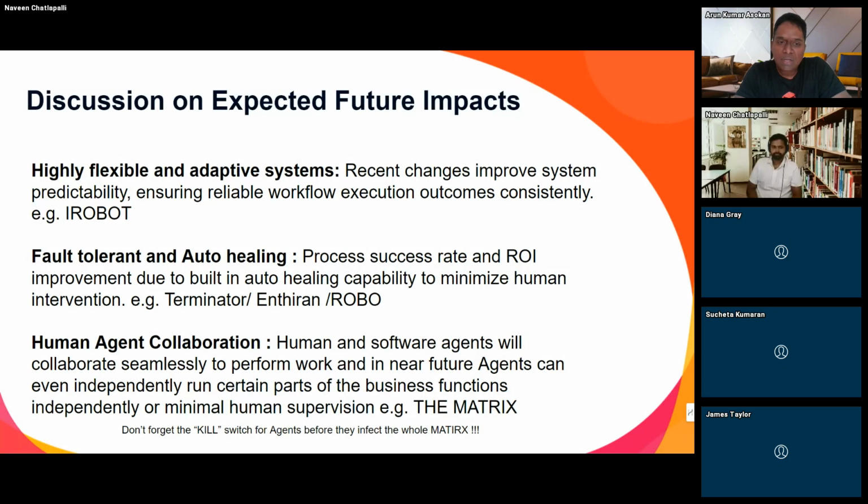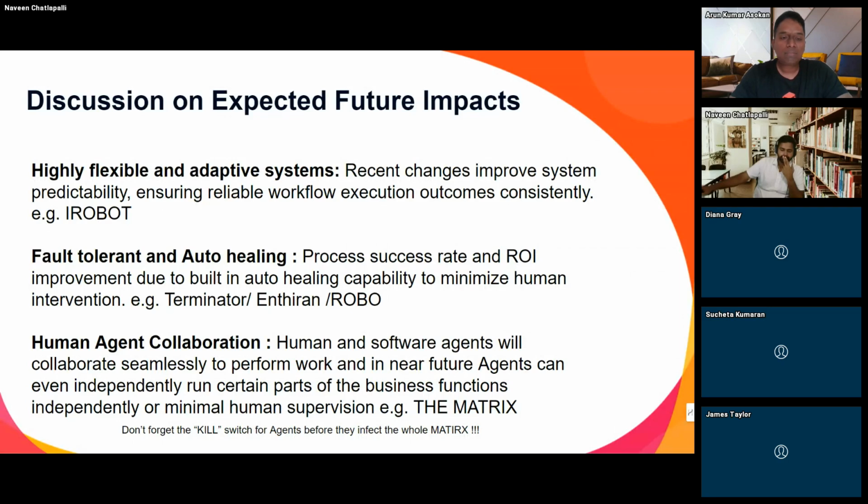Last but not the least, human-agent collaboration. There's going to be more human and agent collaboration than we are seeing currently. It's going to be more intelligent. Agents are going to be part of every business function, and even in today's webinar we were talking about employee and enterprise-wide agent collaboration. So we will have agents running part of a business, or small functions, going forward. So that's what we are expecting.